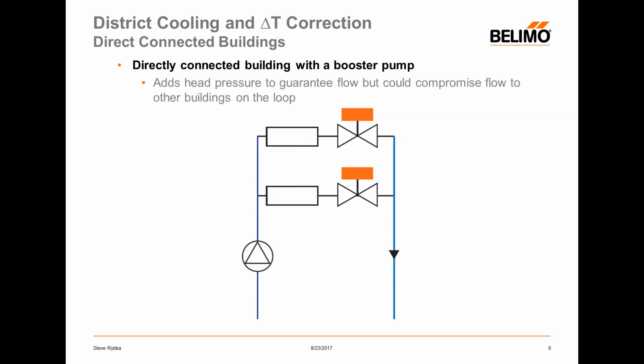So here we have a very simple example of a direct connected building with a booster pump. And simply, the booster pump adds head pressure to guarantee flow. But it could also compromise flow to other buildings on the loop.